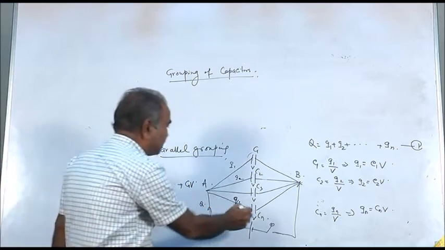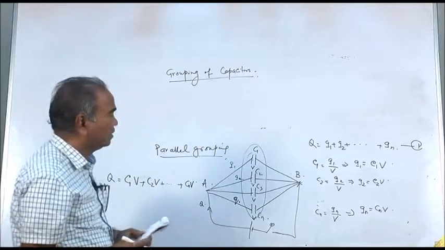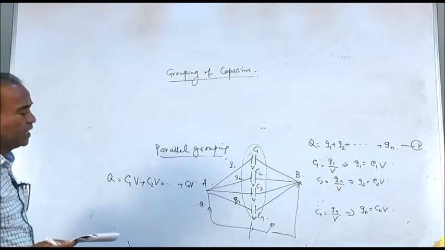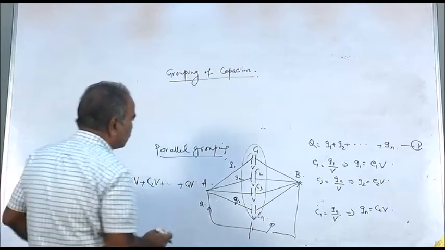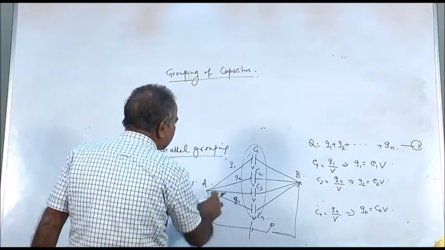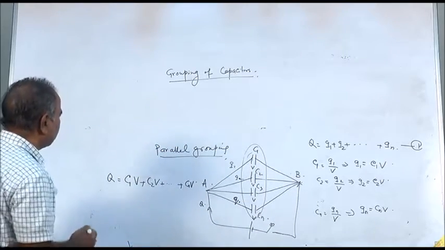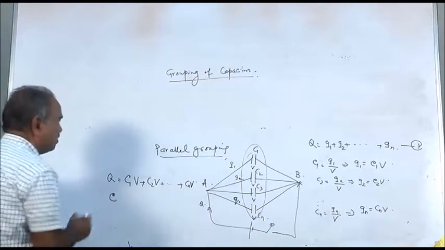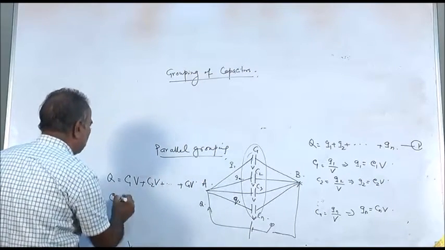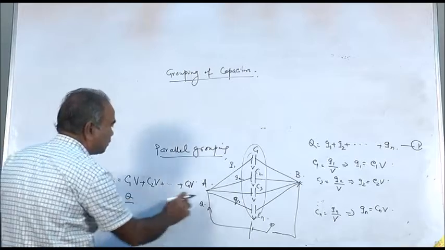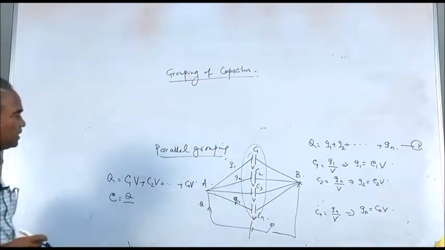So all these combinations are equal to a single capacitor of capacity C. It acquires this resultant capacity of all capacitors. If it is equal to C, then this will have charge of capital Q, and the potential also is V for the resultant capacitor.